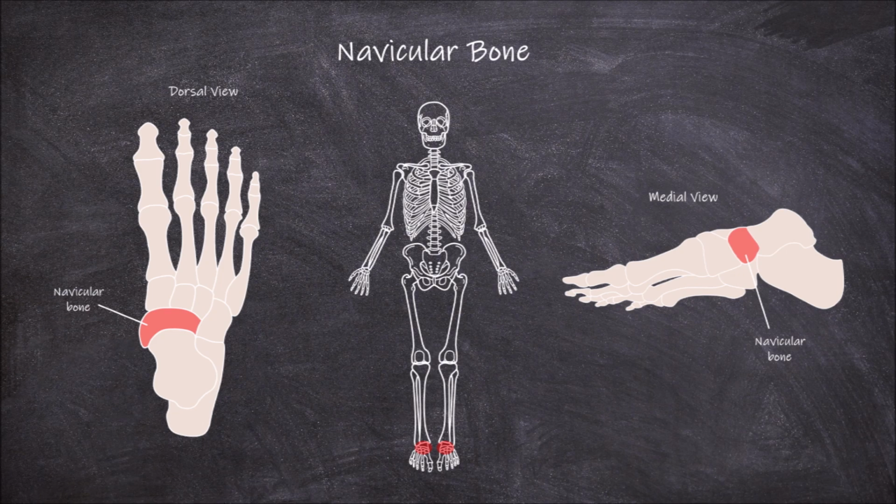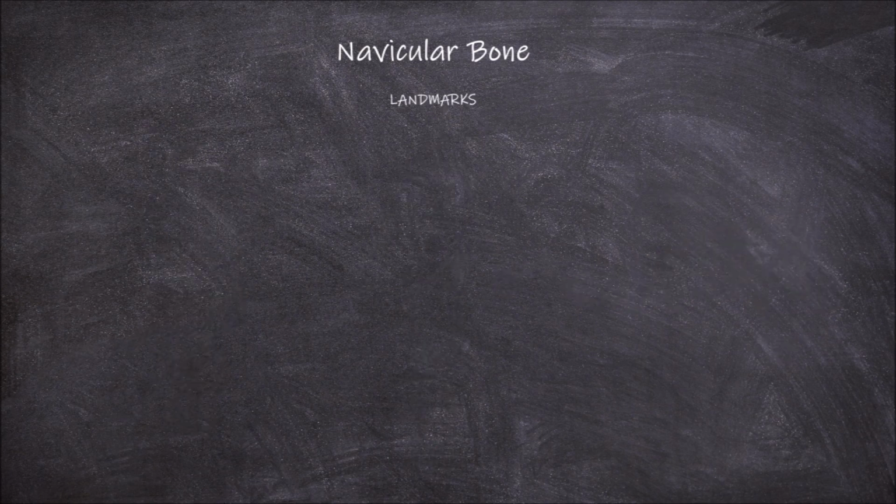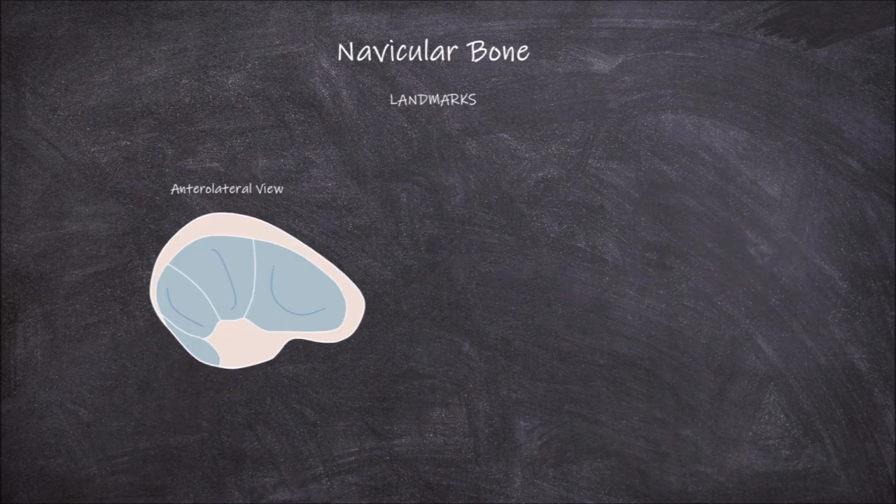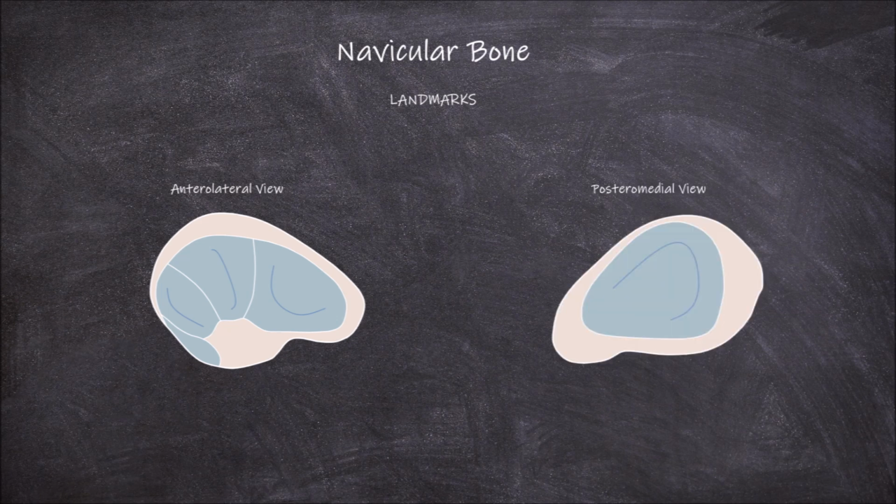Now we're going to look at the different landmarks and features of this bone. Here we have the anterolateral view and the posteromedial view of the right navicular bone. This bone is upside down boat-like in shape and has 6 surfaces. The first of these is the dorsal surface, which is roughened and convex in shape. The second surface is the plantar surface, which is also roughened but concave in shape.